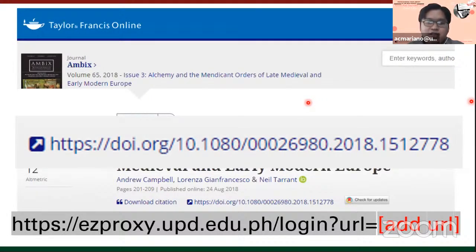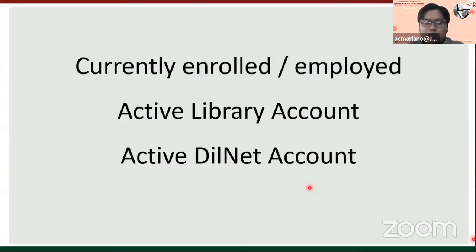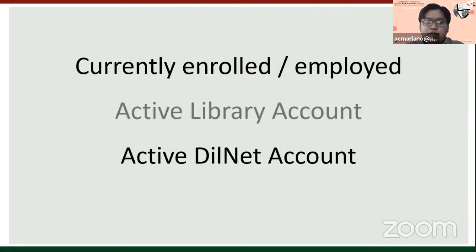So the next up would be prerequisites. These are the things you would need for the various tools, or actually just to access the remote access website, because it will always ask you to log in. The three things you need would be: you'd need to be currently enrolled or currently employed, you'd need to have an active library account, and you need an active DILNet account.